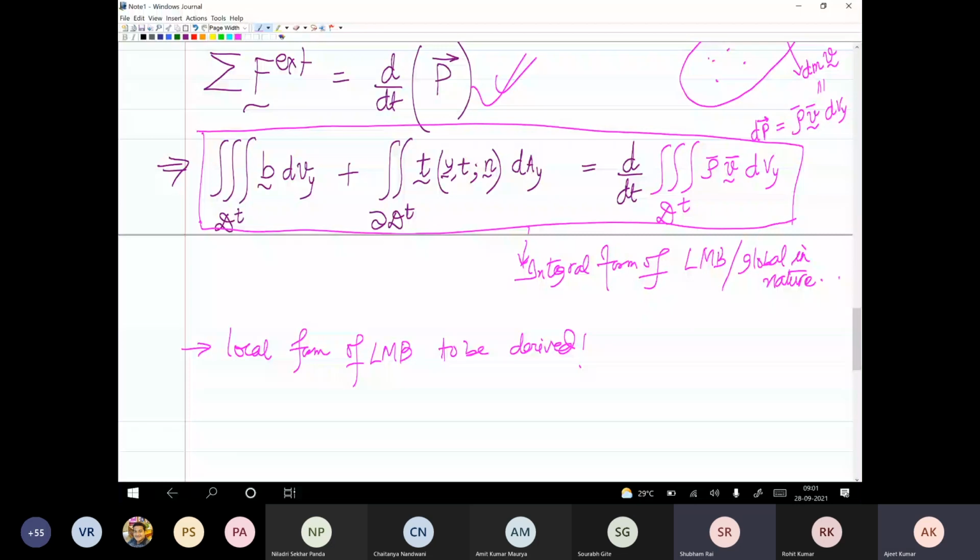Okay, so I think this will become more clear in the next class. What I meant when I said it is only for a fixed set of particles is that the system should be closed with respect to mass transport. So I'll clarify this more in the next class, okay? Let me first derive the local form and then it will become more clear.